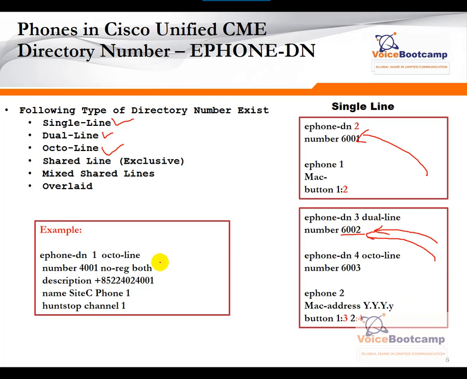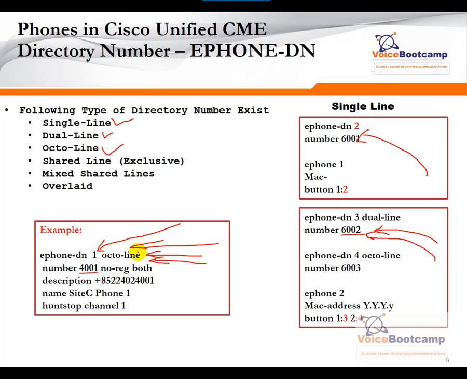Then you have the octo line. Now the octo line can handle 8 simultaneous calls inbound or outbound in combination to that particular line. So I can call 4001 simultaneously 8 times. And what it does, it basically allows receptionists to have a higher number of calls than a normal employee, because the receptionist usually receives multiple calls at a time.